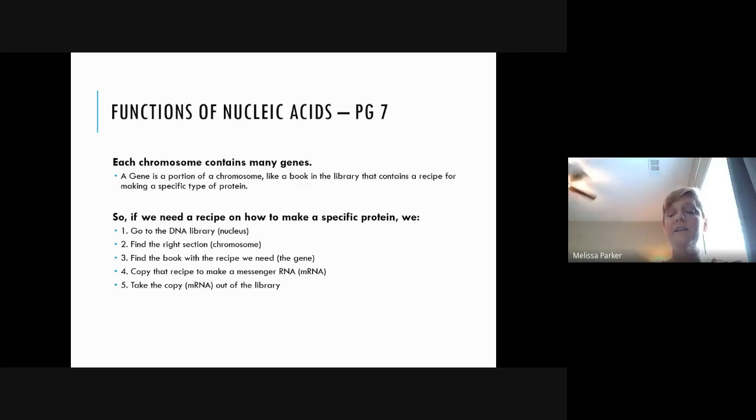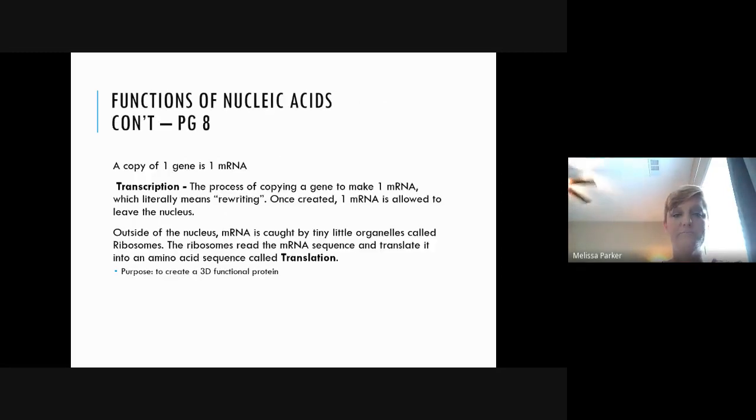However, I can take a copy outside of the nucleus. And so it works kind of similar, okay? So we go to the DNA library or the nucleus, we find the right section or the chromosomes, and then we find the book with the recipes we need, which is the gene, and then we copy that recipe to make a messenger RNA. And then we take that copy of the messenger RNA out of the library with us, okay? So we can only take the copy, cannot take the original code.